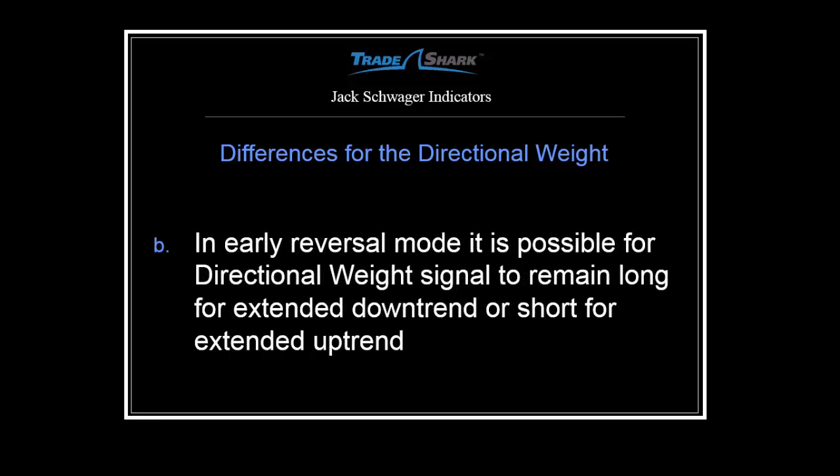Two, and this is an important caveat, in early reversal mode, it is possible for the directional weight signal to remain long for an extended downtrend or short for an extended uptrend. This is in contrast to the trend weight, which is inherently structured to exit and/or reverse on an extended adverse trend. For this reason, the directional weight, when used in early reversal mode, is a particularly suitable candidate for use of a supplemental stop.